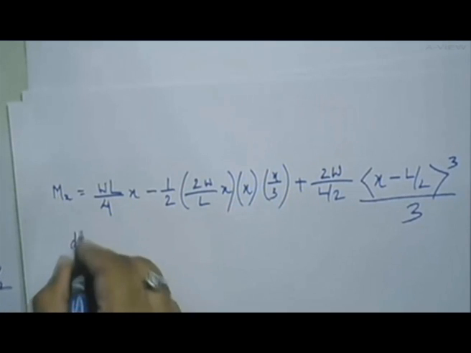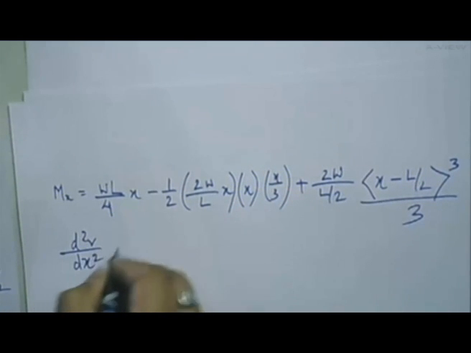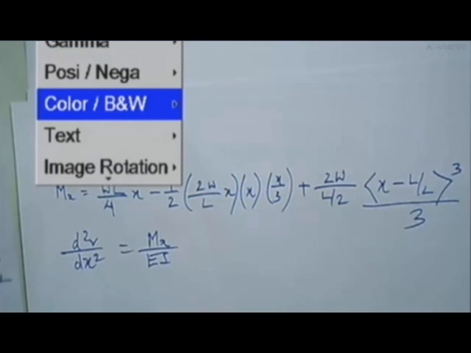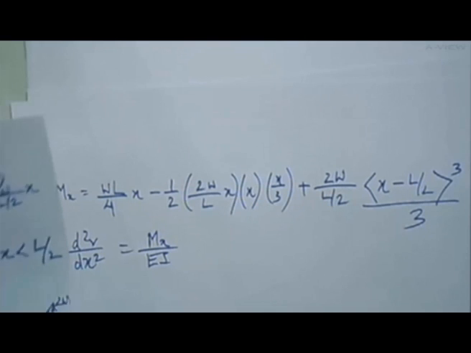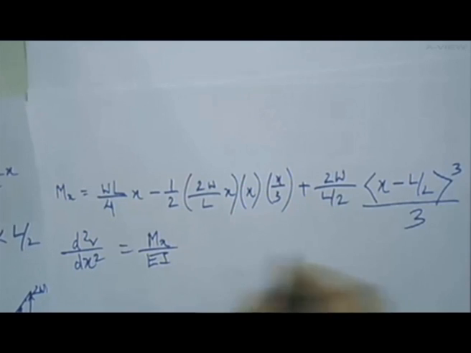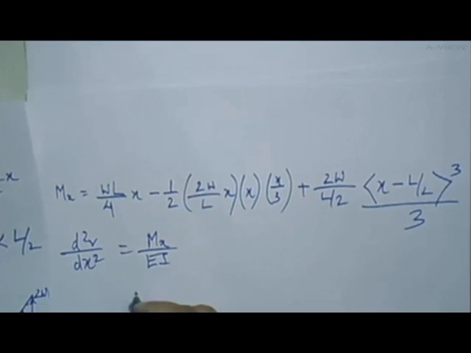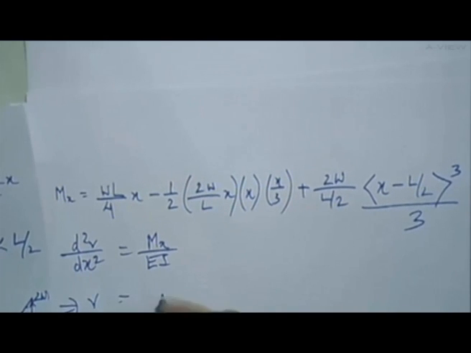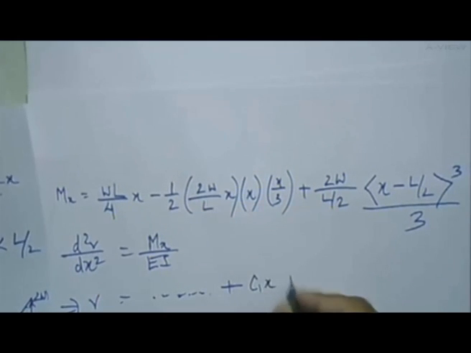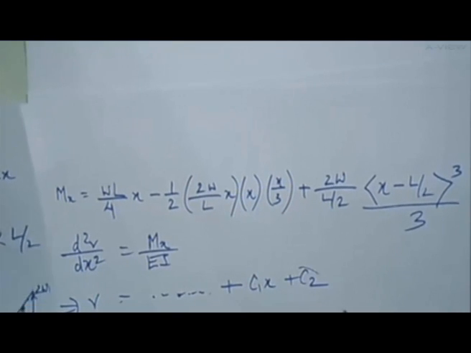You write d2v/dx² is equal to M(x)/EI, and then you perform double integration. You perform double integration and you would be able to solve this. Now again, if you perform double integration, you will come up with two constants of integration. So this will give you v is equal to some terms in expressions in x plus c1x plus c2. So these are the two constants of integration, and you will again use the boundary conditions.